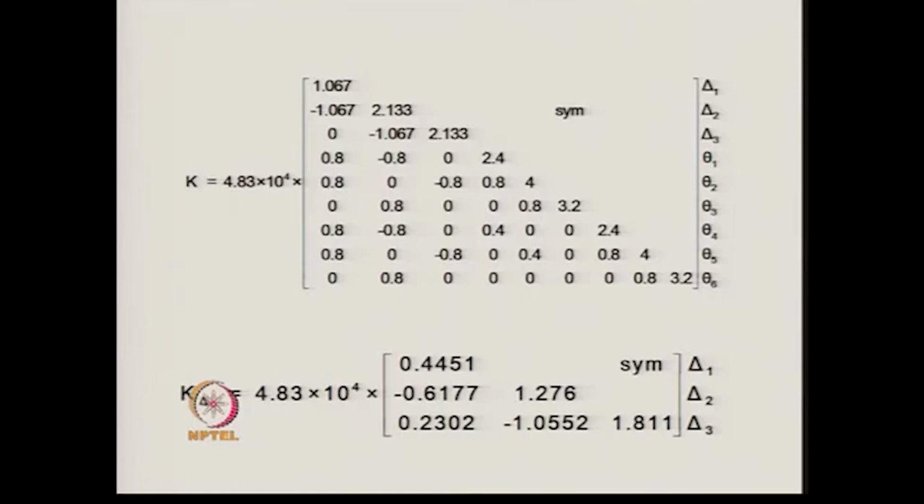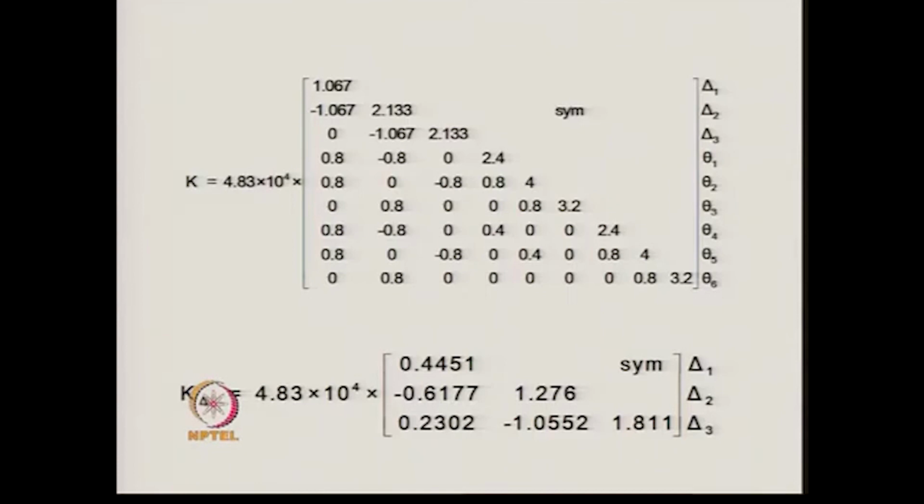Now, for that we write down the stiffness matrix, and we can see that in the stiffness matrix, corresponding to delta 1, we have in the first column 1.067, and then corresponding to delta 2 in the column it will be minus 1.067. Then we have the displacement delta 3, so for delta 3 there it will be 0.